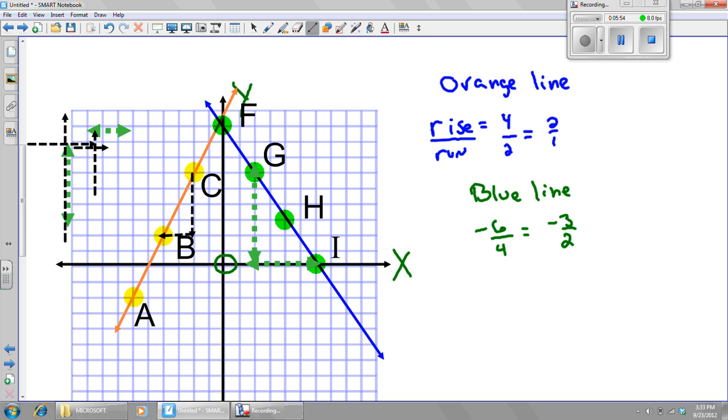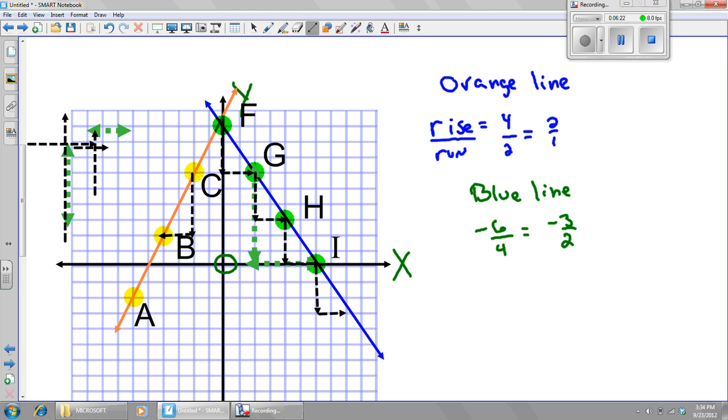Watch this, I'll go from F. I'll go down 1, 2, 3, and then I'll go right 1, 2. I'll go down 1, 2, 3, and I'll go 1, 2. Down 3, 1, 2, 3, and then right 2. And there we go. I always hit the line no matter what. If I go down 3 again, 1, 2, 3, I go over 2.